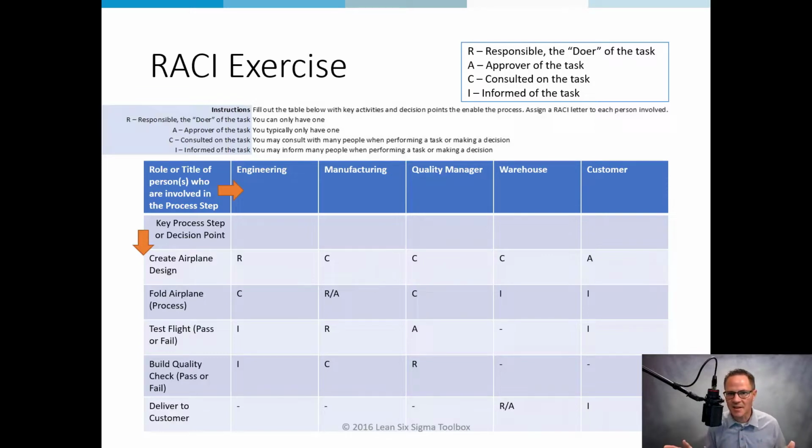So that's it. That's a RACI Matrix. World's fastest training on that. Again, it's not that complicated. So, pull up your spreadsheet, fill it out, get your team together, just do it. It's going to have a big impact on how well your process works.